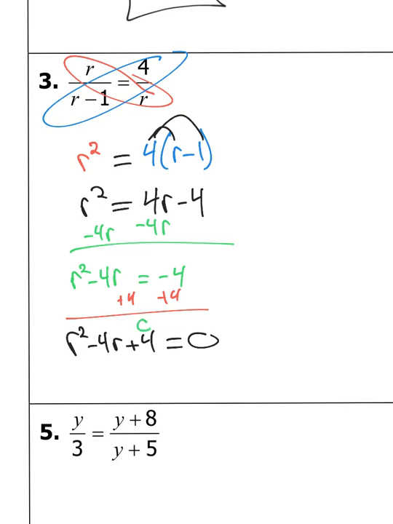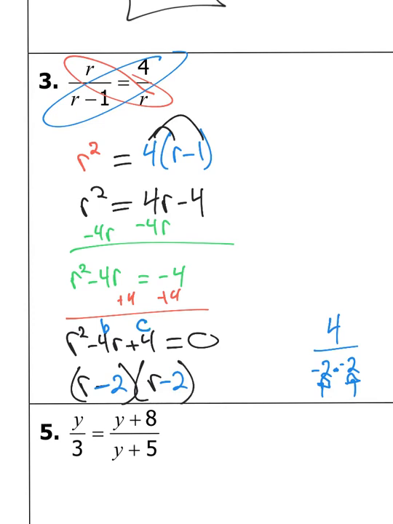What are my factors of C that add up to B? My factors of 4 that add up to -4. That would be -2 and -2. So I get R minus 2 and R minus 2. Okay, so now if R minus 2 and R minus 2 equals 0, what R would give me 0? Well, that would be 2.